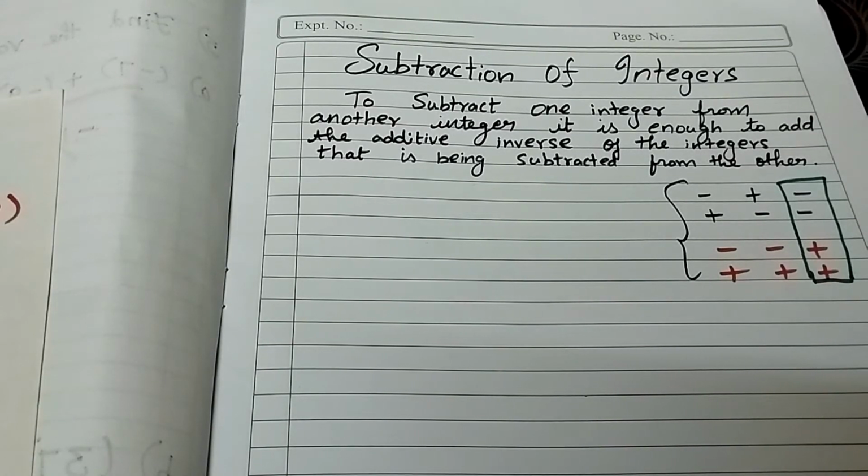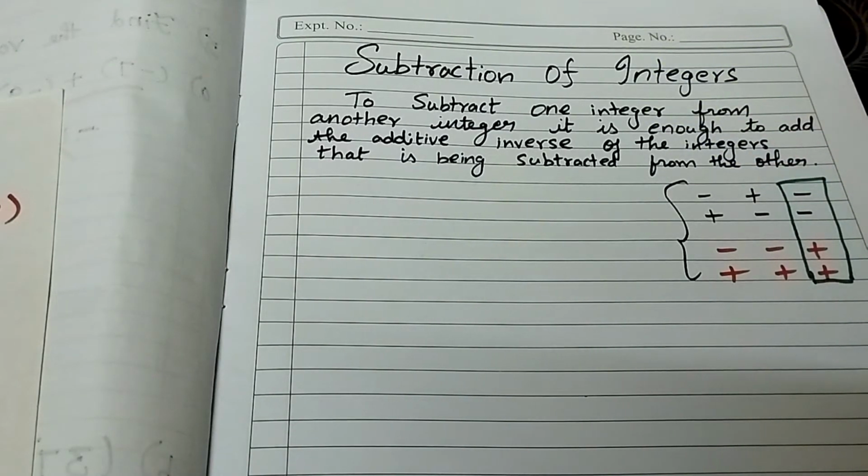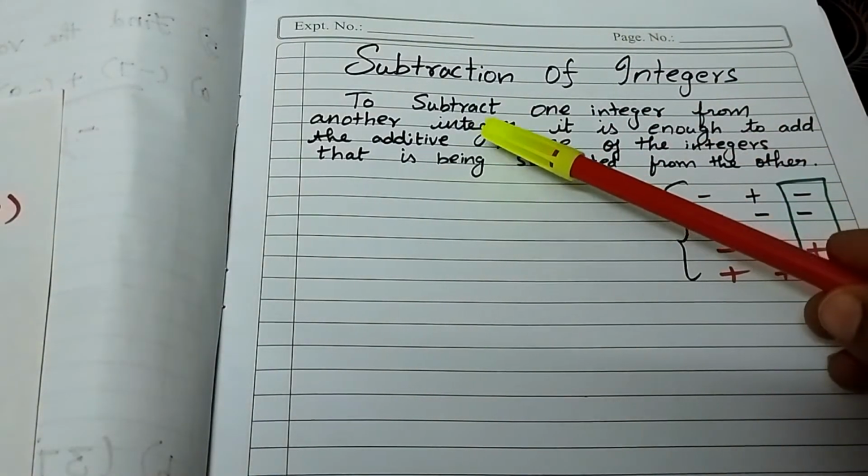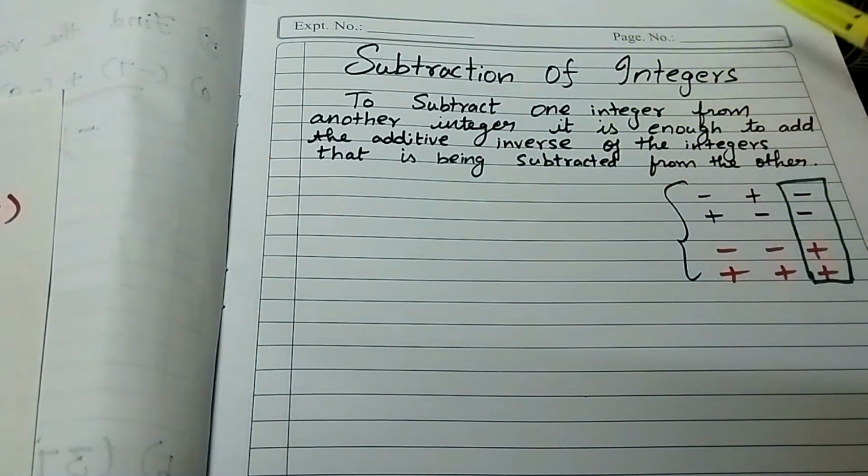Hello all. Now in this video we are going to learn about subtraction of integers. In our previous videos we have discussed addition. Here we are going to learn about the subtraction of integers. To subtract one integer from another integer, it is enough to add the additive inverse of the integer that is being subtracted from the other.